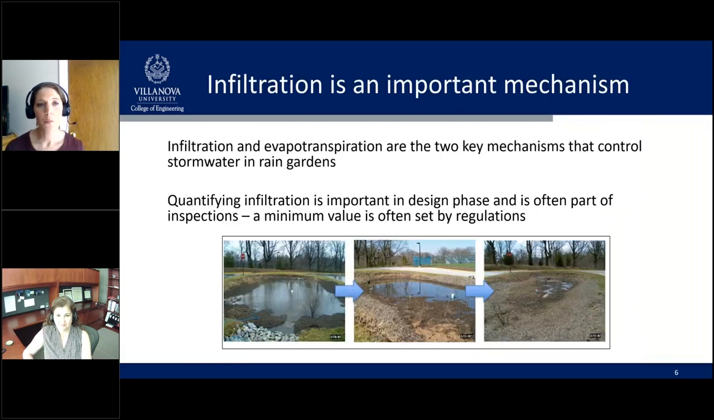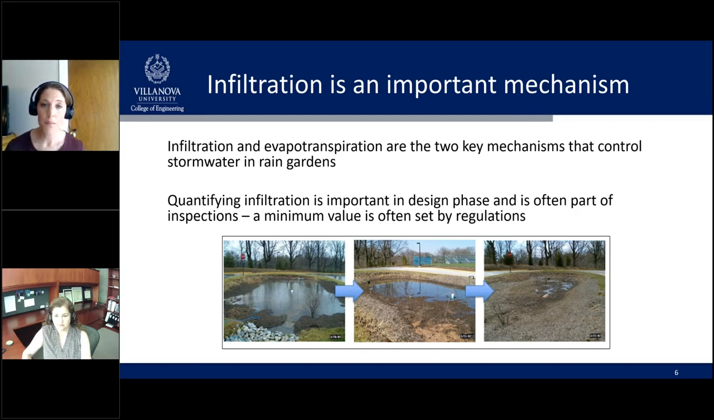So we want our rain gardens to predominantly work through infiltrating stormwater through the soil as the water volume removal mechanism. We do also have water removal through evapotranspiration that contributes, but infiltration is really the primary mechanism we shoot for in design. Quantifying infiltration is really important in the design phase, and it's also part of inspections. We want to be able to do that as efficiently and accurately as possible, and usually we're trying to check that against a minimum value that's often set by regulations.